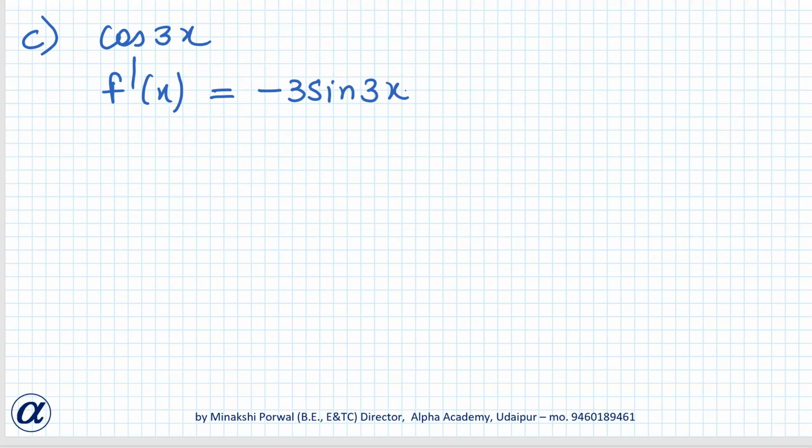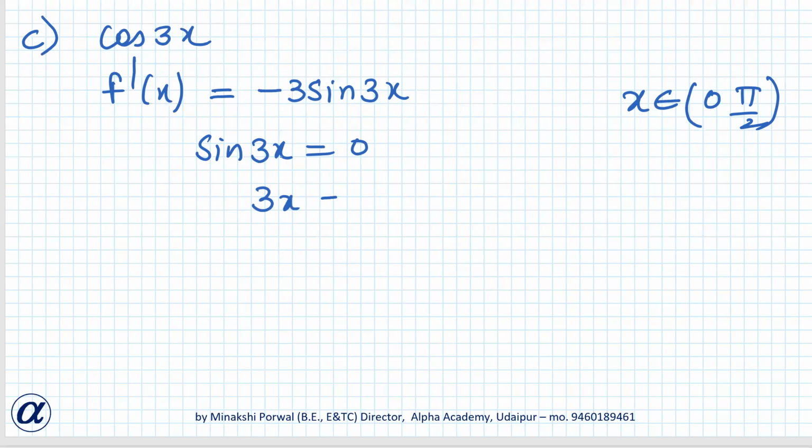Then third part. Part C is cos 3x. So f'(x) equals minus 3 sin 3x. Now when we put in the interval x belongs to 0 to pi by 2, if sin 3x equals 0, what is the value of x? When will sin be 0? Either it will be 0 or pi. So 3x equals pi, or x equals pi by 3.